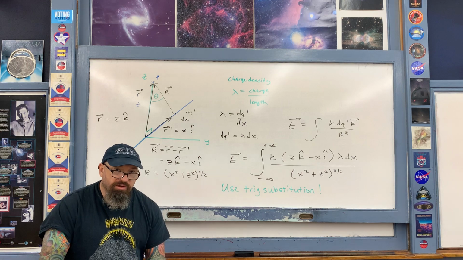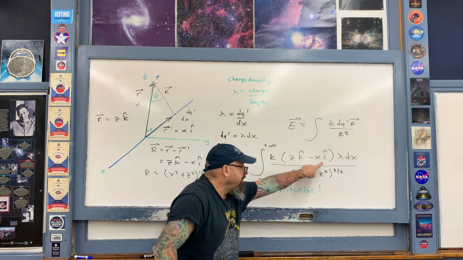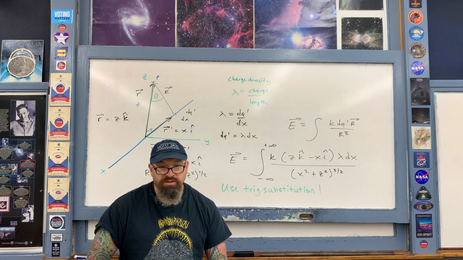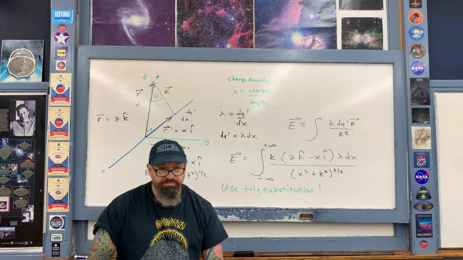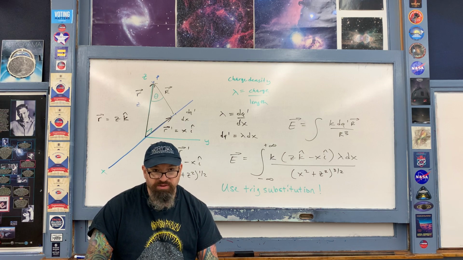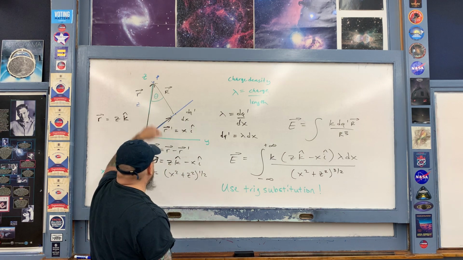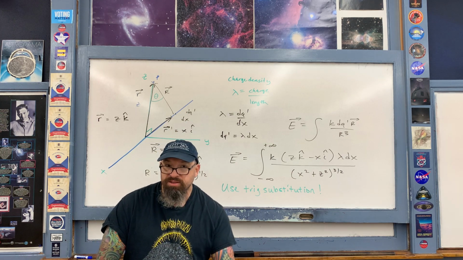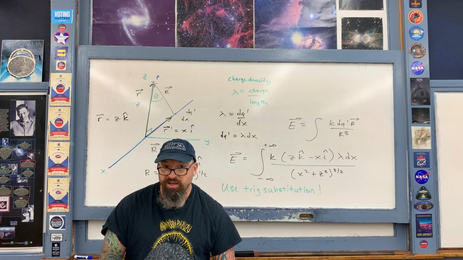Okay, now for the calculation, let's take a look at the I hat integral first. The I hat integral is along the x direction. What would we expect to find about the x component of the electric field at point P for this infinitely long wire? What we should end up with is 0 in the x direction by symmetry.